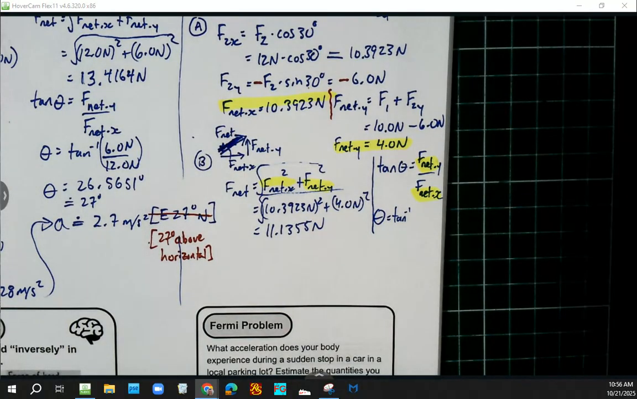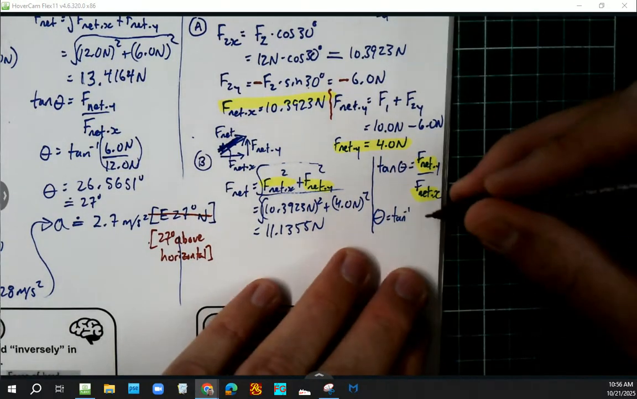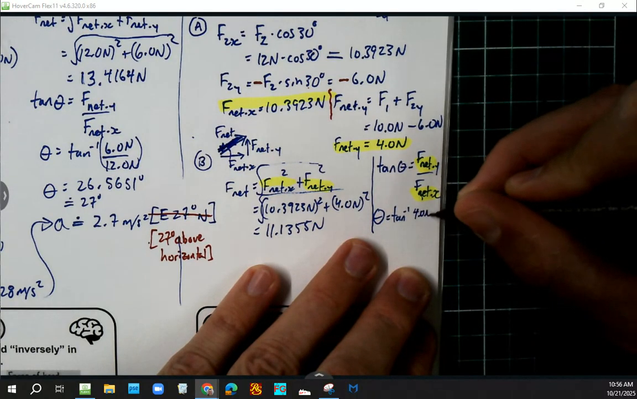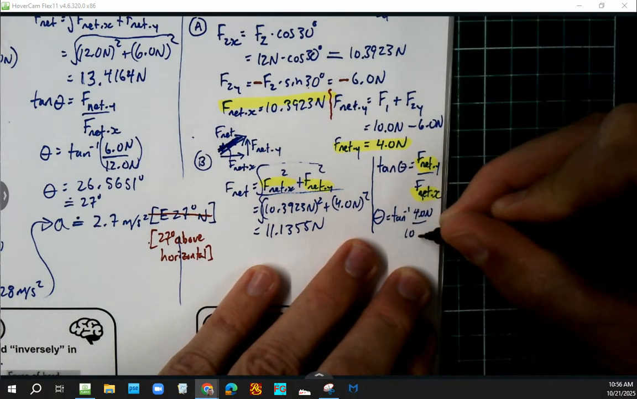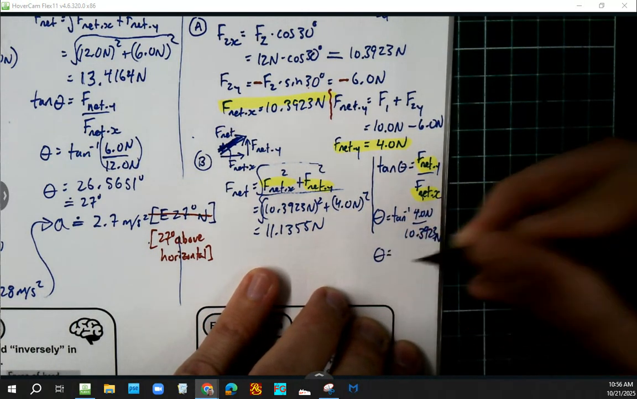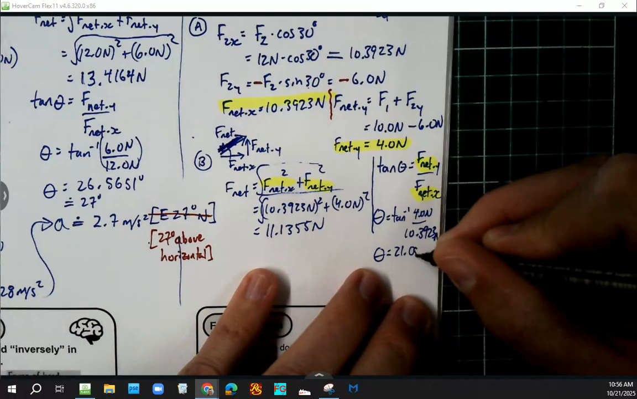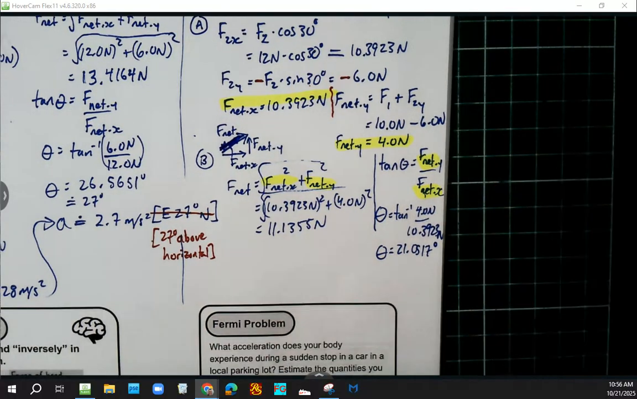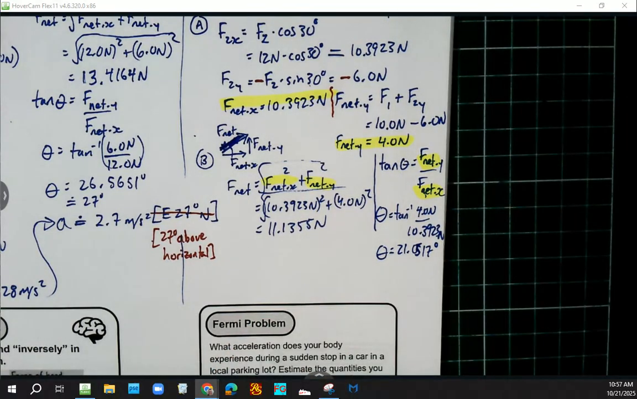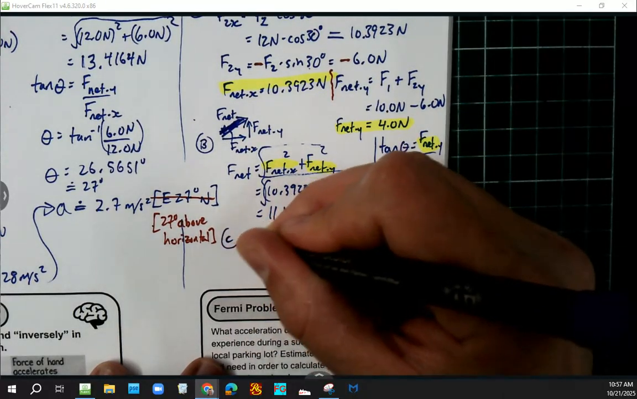I'm tracking my yellow F net X and F net Y through this problem so that we can see where they show up over and over again. 6. So 10 plus negative 6 is 4. So there's no y we're trying to solve. We do 6 minus 10. That's 21.0517 degrees. And step C.